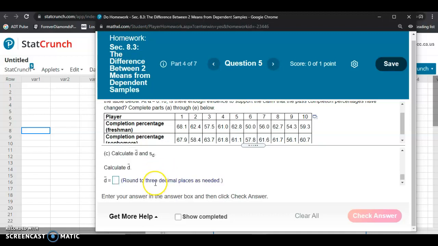Okay, so in part C, it's asking us for the summary statistics for the differences of our data. So D bar, the mean of the differences, and then SD, the standard deviation of those differences. So let's go and copy the data in StatCrunch.